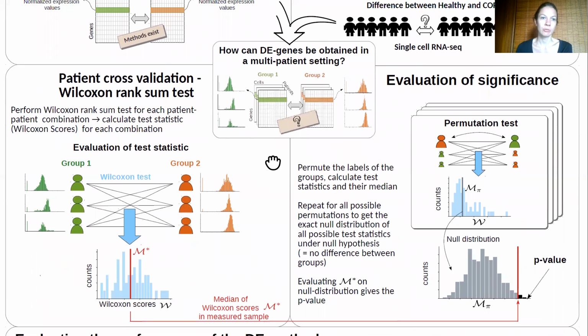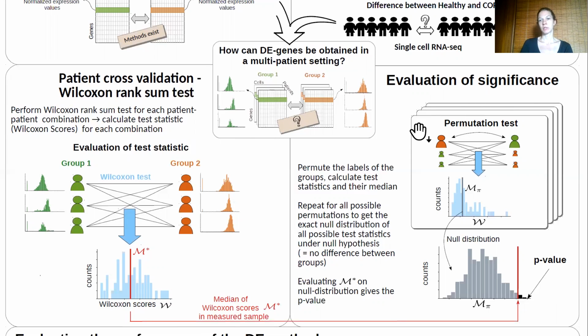First of all, we are performing a pairwise Wilcoxon rank sum test between each patient from one group versus each patient from the other group. We are collecting all the Wilcoxon scores and then calculating the median of all Wilcoxon scores, which is then our test statistic. How are we then evaluating how significant this test statistic is?